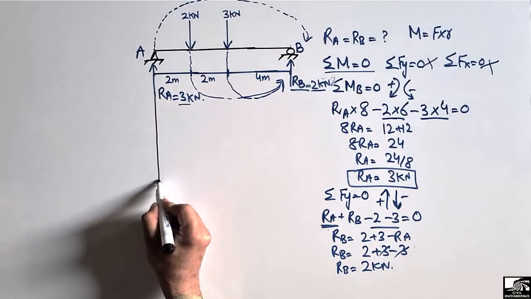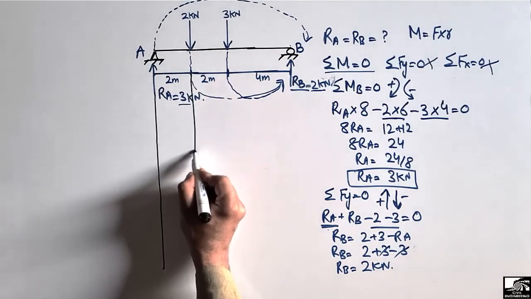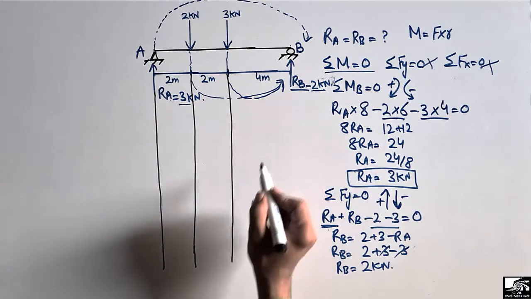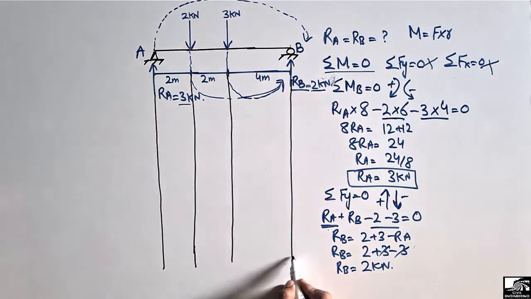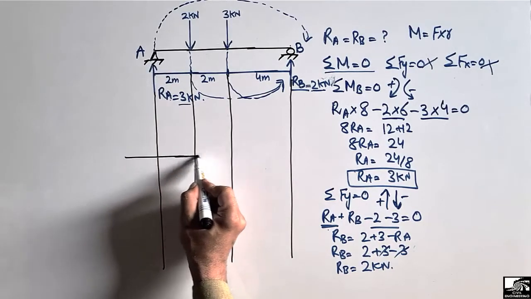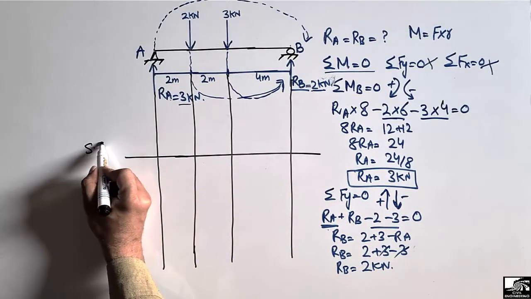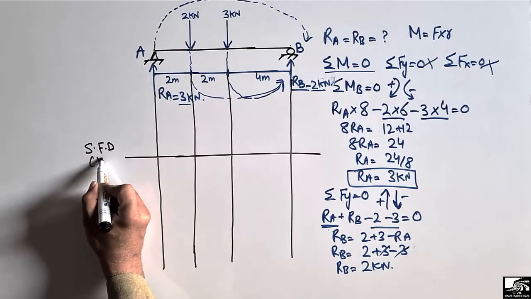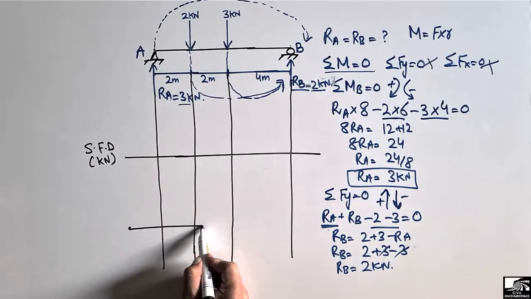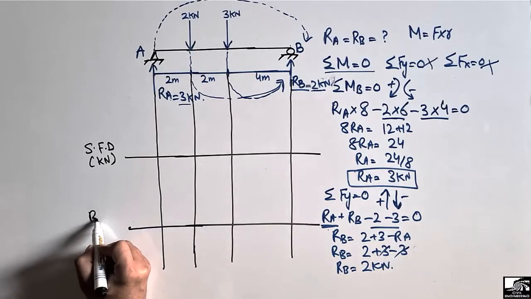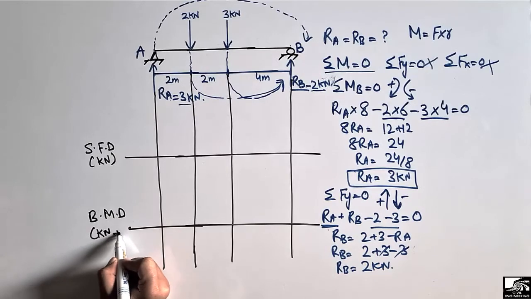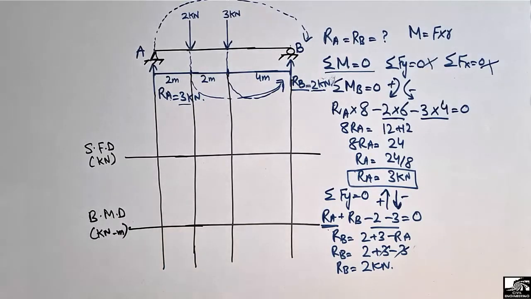Now we can draw the shear force and bending moment diagram. It's a very easy and simple way. Just draw the reference line first and then draw the horizontal reference lines. This is for the shear force diagram in the unit of kilonewton, and then we have to draw the bending moment diagram in the unit of kilonewton meter. So these are the reference lines.